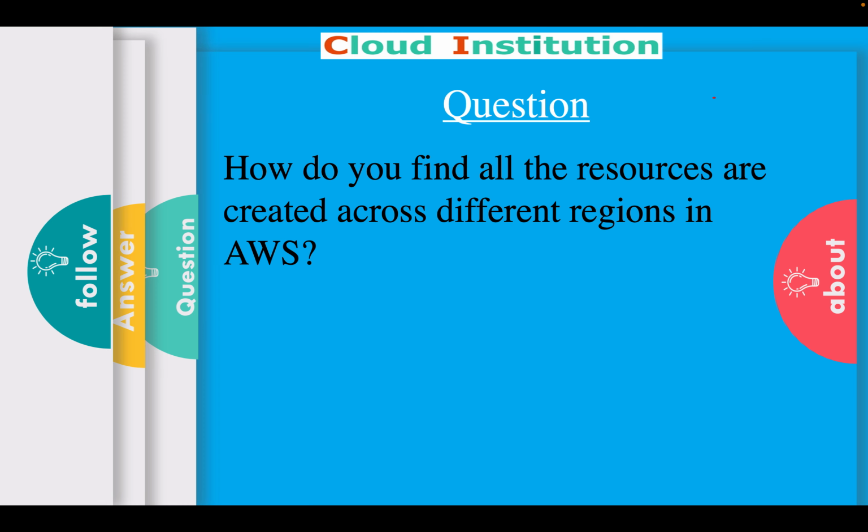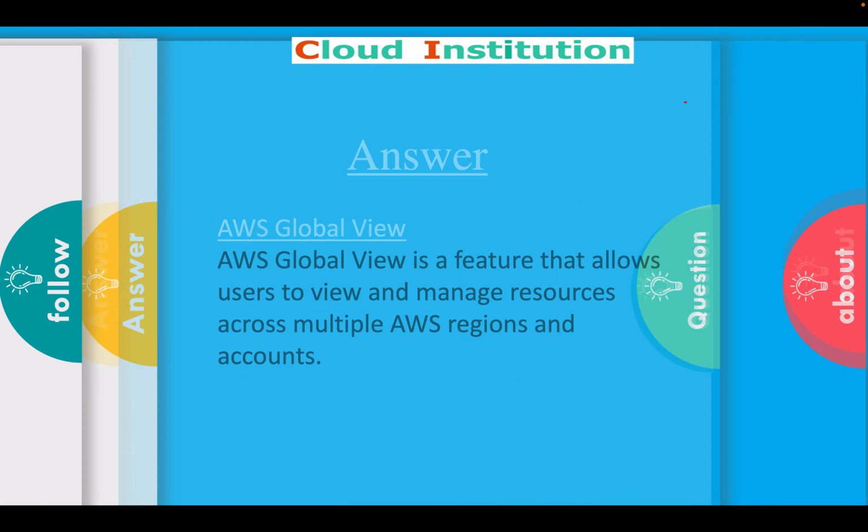They have to go to each and every region and check each and every service to see whether any resources were created or not. So the answer to this question should be straightforward: I want a dashboard wherein I can find all the resources that are created in different regions. That's what the question is all about. Is there any way that we can do that?